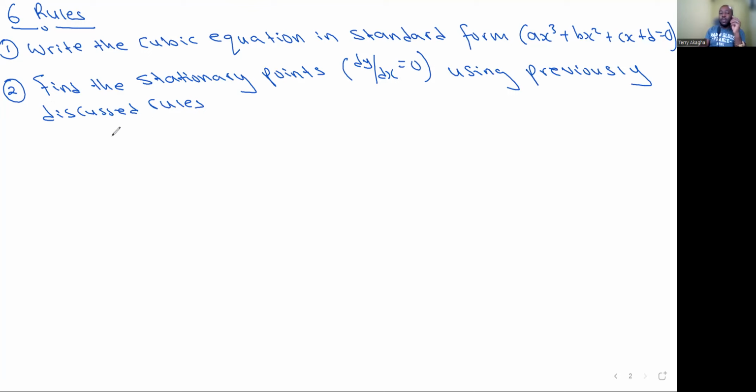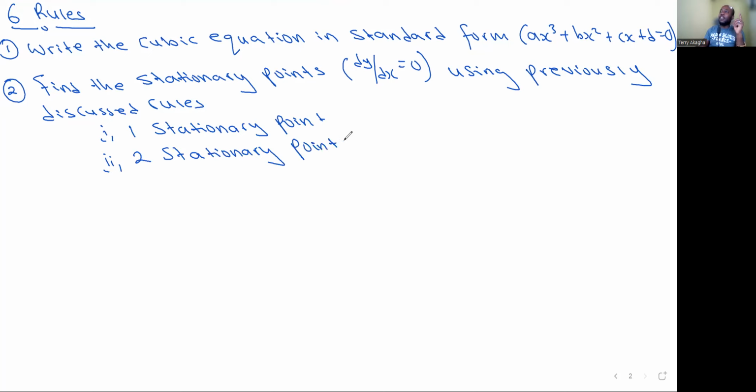Now, in this case, there are two possible answers you can get. It's possible that you can get one stationary point after solving, or it's possible that you can get two stationary points. So when you follow the steps I've outlined for finding stationary points, with dy/dx equal to 0, you can get one stationary point or two stationary points. You have to keep that information. It's very key because step 2 will determine what we're going to talk about in step 3.